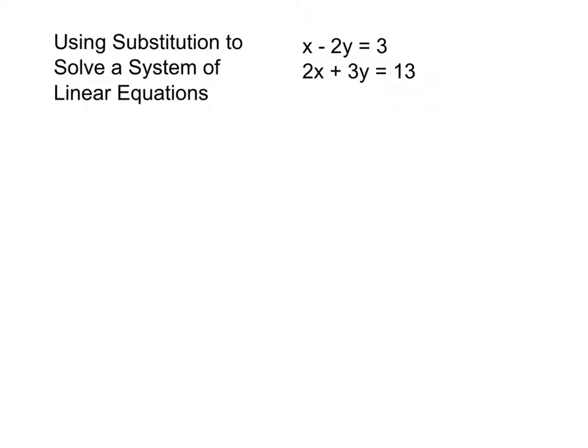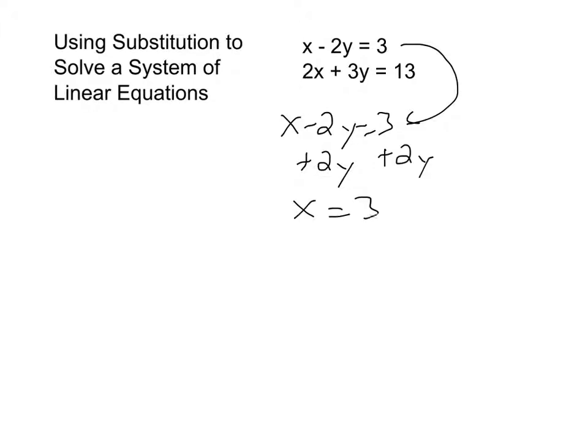So when I look at this, I think about the easiest one to get alone, and it's probably this x right here because there's no coefficient with it. And so what I'm going to do is take this equation, write it again, and get x by itself. To do that, I solve it like a literal equation, and I get x equals 3 plus 2y.